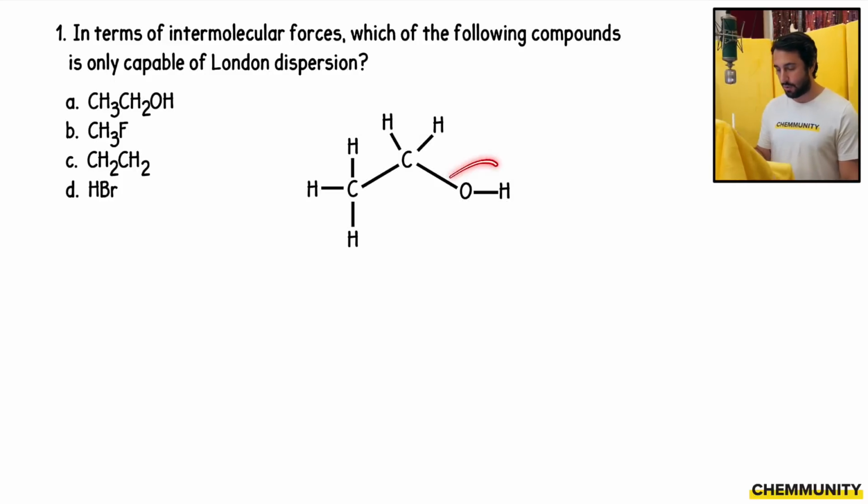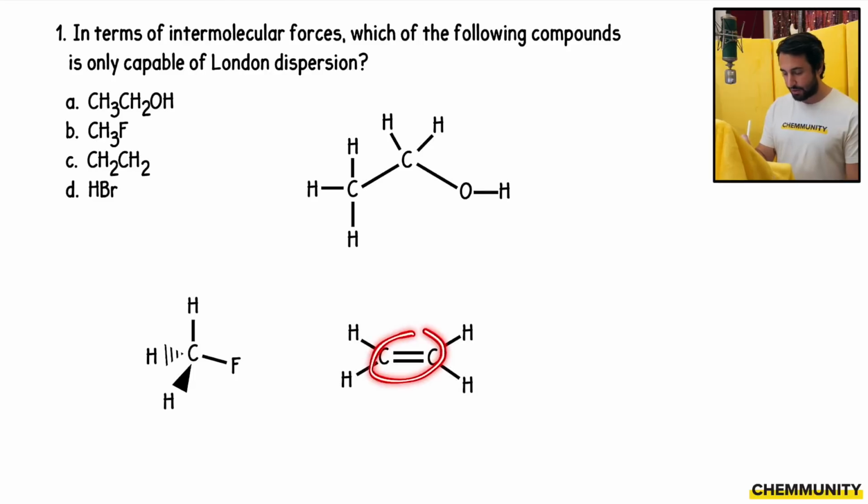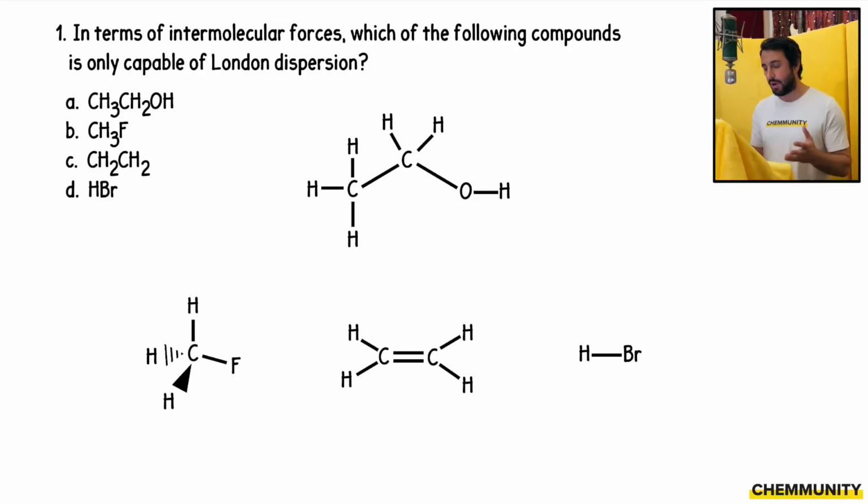CH3CH2OH, we've got that OH group there. CH3F, we've got that central carbon atom, and then we've got the F, and then we've got some hydrogens. So that's got that tetrahedral geometry. CH2CH2, that means that we have a double bond, because every carbon is going to have 4 bonds there. And then we have HBr. So what do we notice about the types of bonds that are present?